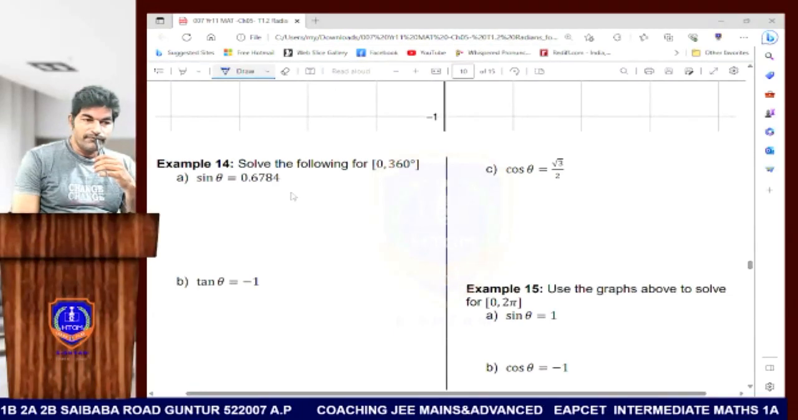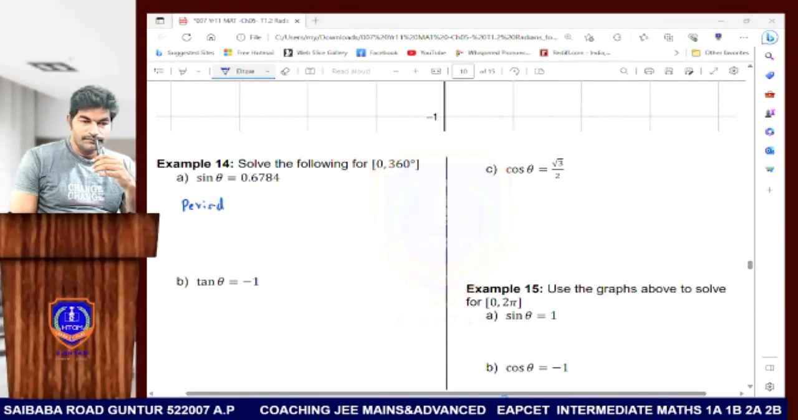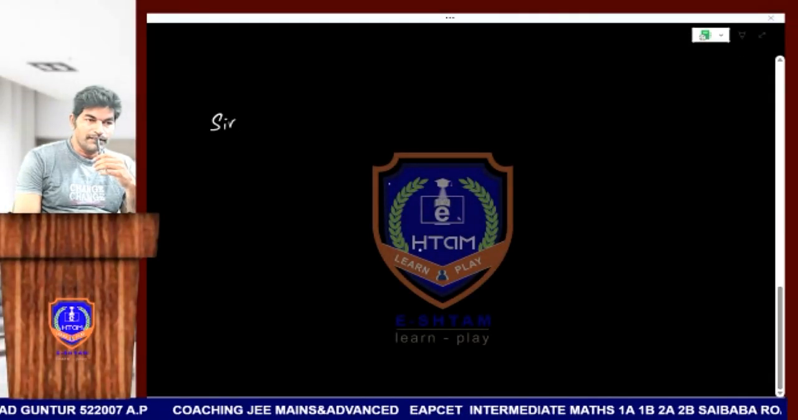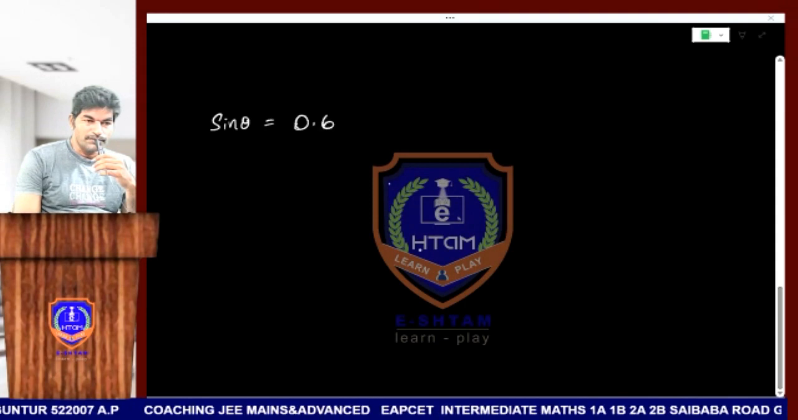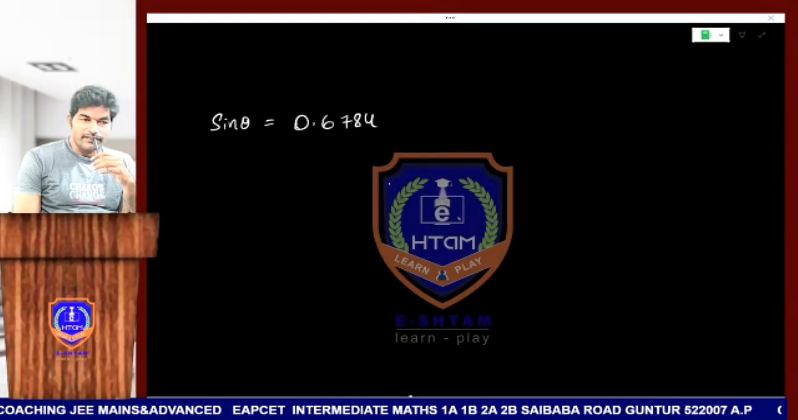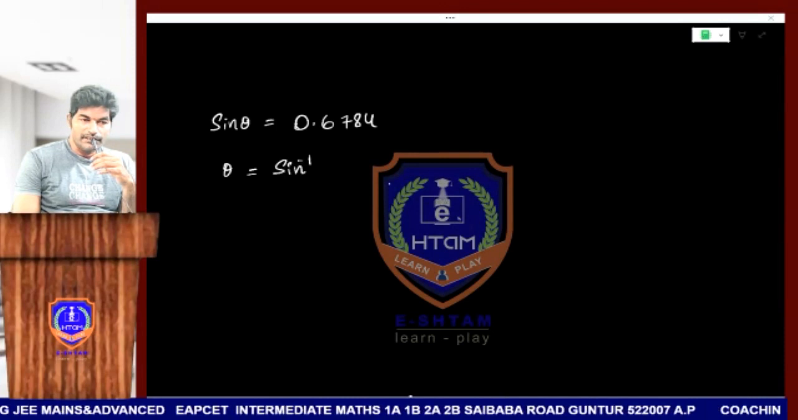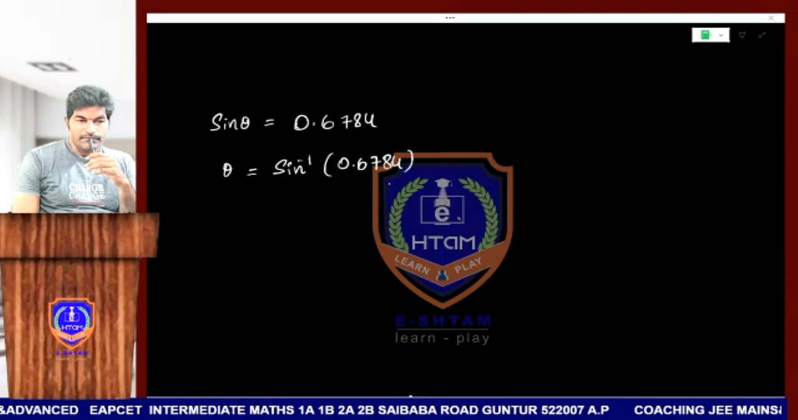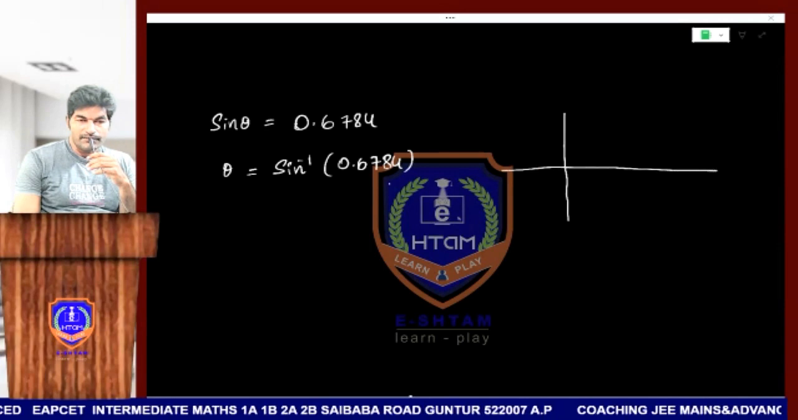Actually, what is the period of sine theta? 0 to 360. So sine theta is equal to 0.6784. For getting this value, we have to calculate theta equal to sine inverse of 0.6784. Or else, using the graph also, we can calculate this value.